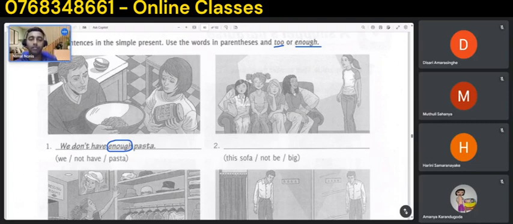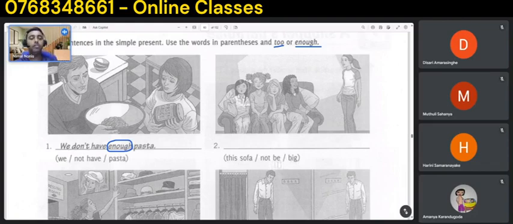This is a sofa. There are already four people in it, right? And there is one more person who wants to fit in, right? But there isn't enough space. Okay, now within parentheses the words that they have given are this sofa not be big.